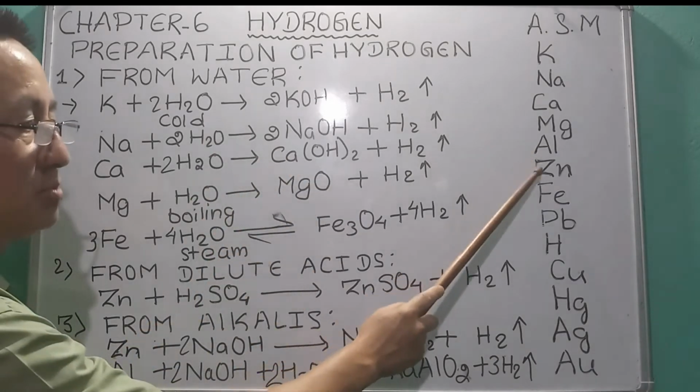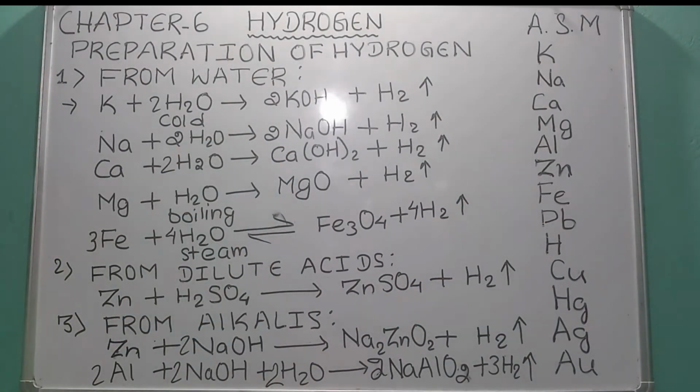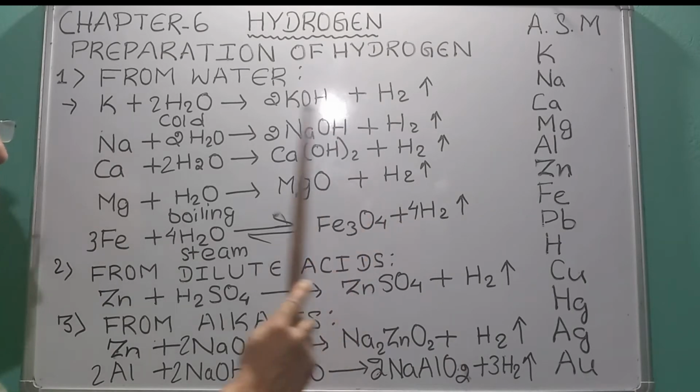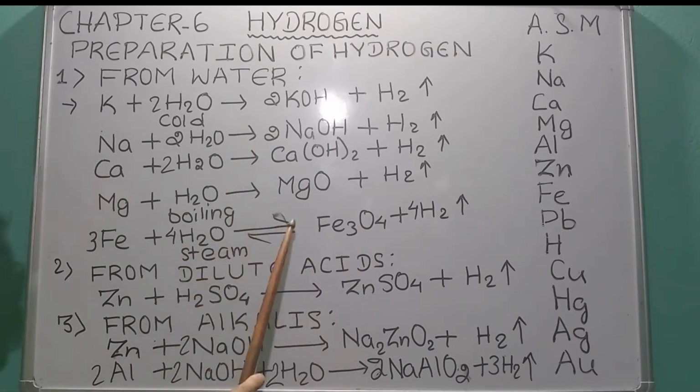Now next, aluminium, zinc and iron, when these metals are heated, they react with steam. Now when steam is passed over the heated iron, hydrogen gas is evolved and a magnetic oxide is formed, that is triferric tetraoxide, and this is a reversible reaction. The double arrow represents the reversible reaction. A reversible reaction is a chemical reaction in which we can get back the original substances.